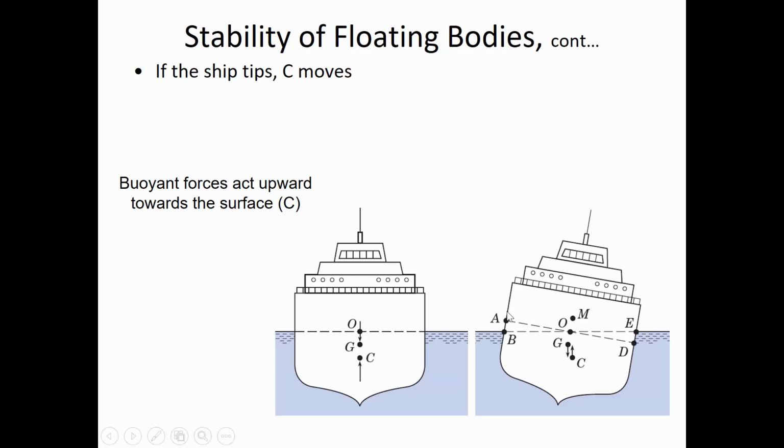For now, ignore A, B, D, E. Just think about how C has changed location. C has shifted over to the right. So why? Any thoughts on why the center of buoyancy is different when the ship is tipped over compared to when the ship was just floating upright?